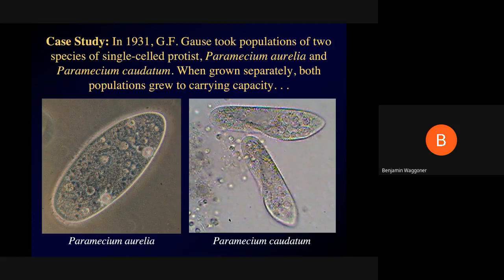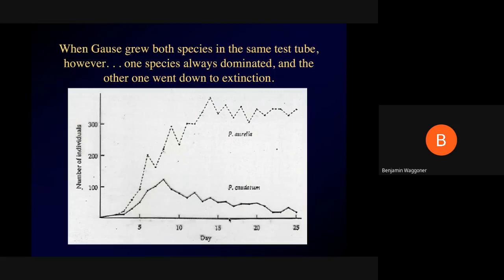Case study from 1931, a Russian guy named Gause took populations of two species of single-celled protist, Paramecium aurelia on the left, Paramecium caudatum on the right. These are just single cells. They're eukaryotes. I promise you there's a nucleus in there, and you can see some vacuoles and things inside. And they feed on bacteria. And when you grow them separately, both populations follow logistic growth. They'll increase exponentially and then level off once they start reaching carrying capacity.